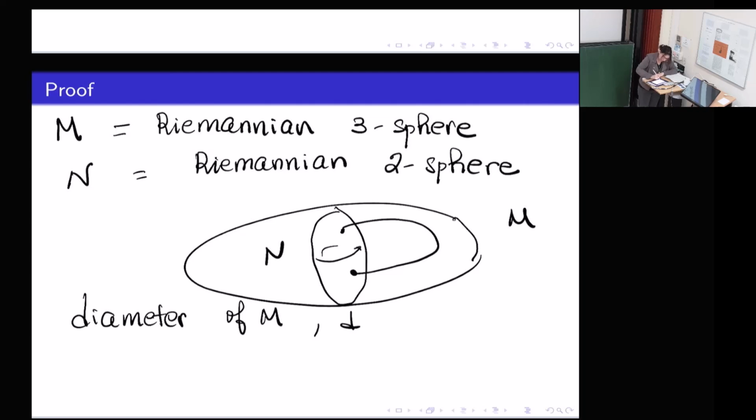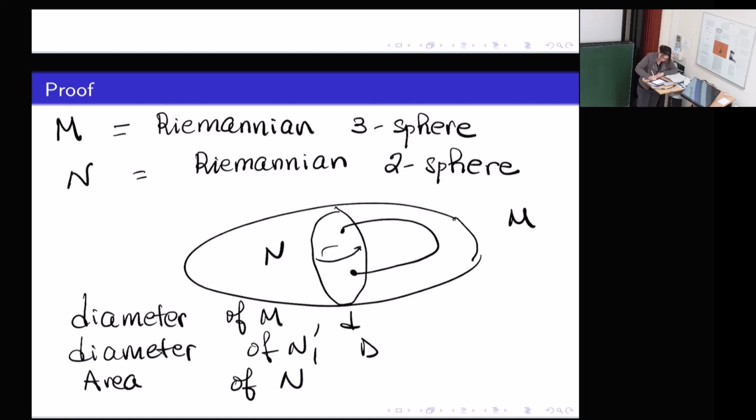I'll call it little d, the diameter of N, which I'll call capital D, and the area of N. Okay, so that's all we need to know to estimate the length of this geodesic chord.